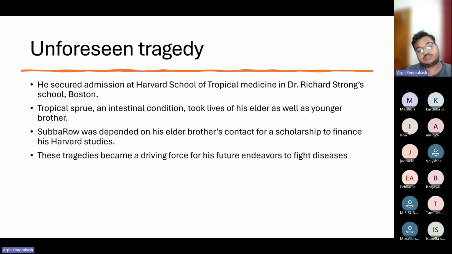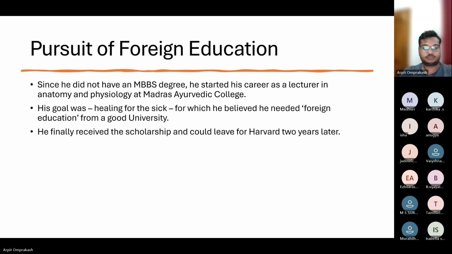However, there was some unforeseen tragedy that happened in his life. Tropical sprue, which is an intestinal condition, took the life of both his elder as well as his younger brother. And since he was dependent on his elder brother's contact for a scholarship to finance his Harvard studies, he was not able to go there. And these tragedies later became a driving force for his future endeavors to fight many diseases.